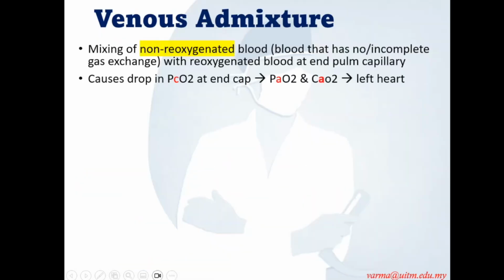So what does it do? It causes a drop in end capillary PO2, thus reducing the PaO2 and CaO2, the arterial partial pressure of oxygen and arterial oxygen content, reaching the left heart. Thus, the blood leaving the left heart via the aorta into the systemic circulation also will have a lower partial pressure of oxygen. Where does this non-reoxygenated blood come from?